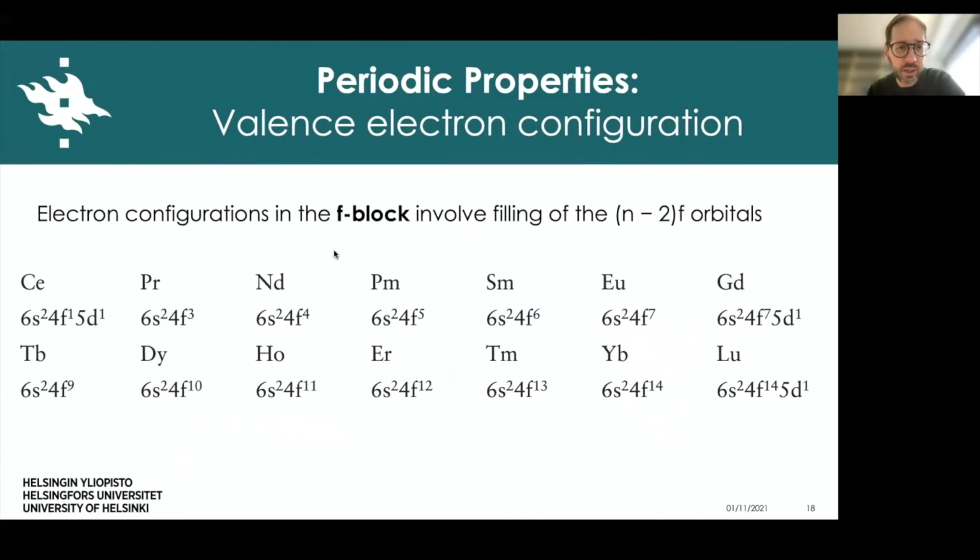Okay, in the case of the f block, now we are dealing with the filling of the f orbitals, but the n-2 f orbitals, where n here is the period number. So for example, if we are talking about period 6, then this would be the configuration: n-2 f orbitals. So the 4f orbitals are increasingly filled. Okay.